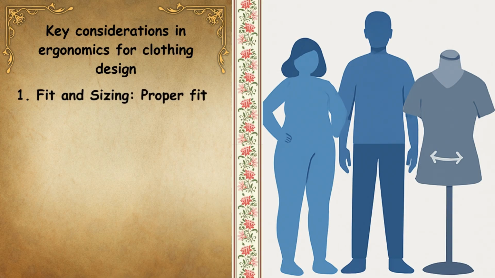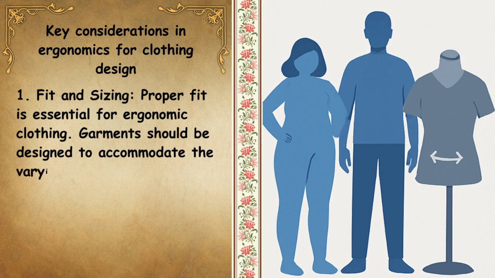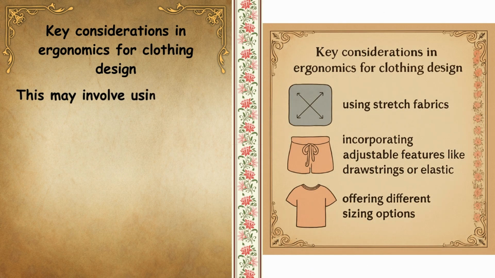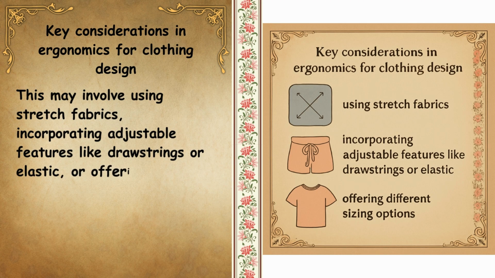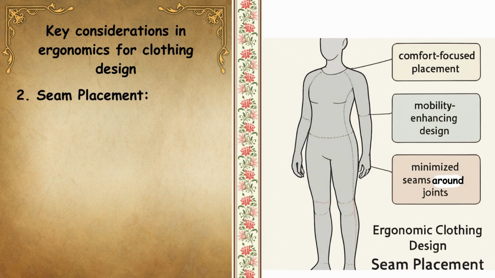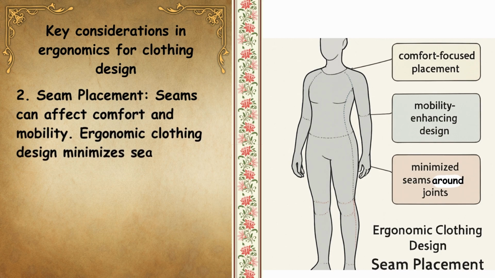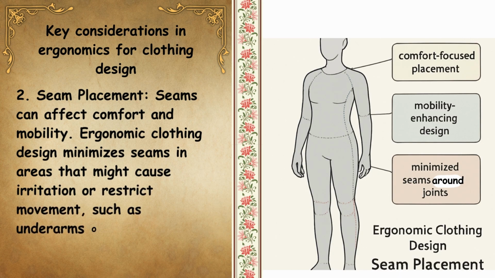1. Fit and sizing. Proper fit is essential for ergonomic clothing. Garments should be designed to accommodate the varying shapes and sizes of the human body while allowing for ease of movement. This may involve using stretch fabrics, incorporating adjustable features like drawstrings or elastic, or offering different sizing options. 2. Seam placement. Seams can affect comfort and mobility. Ergonomic clothing design minimizes seams in areas that might cause irritation or restrict movement, such as underarms or around joints.